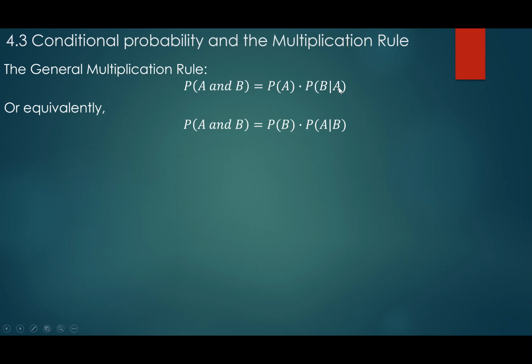Probability of B given A, right? So basically, something happened. You perform the first item, probability of A, and then you go in and you perform the probability of B. Okay, so imagine this.